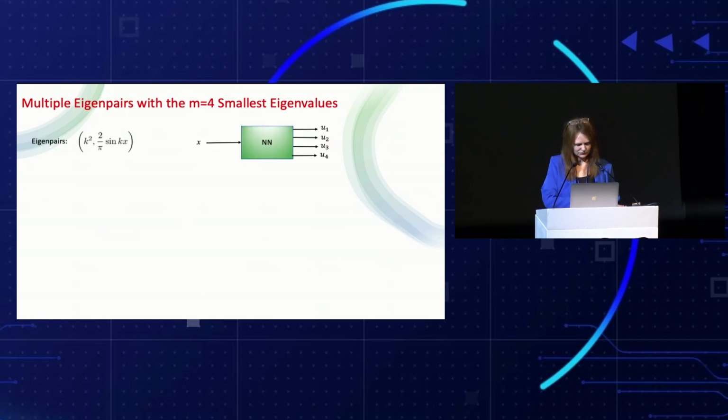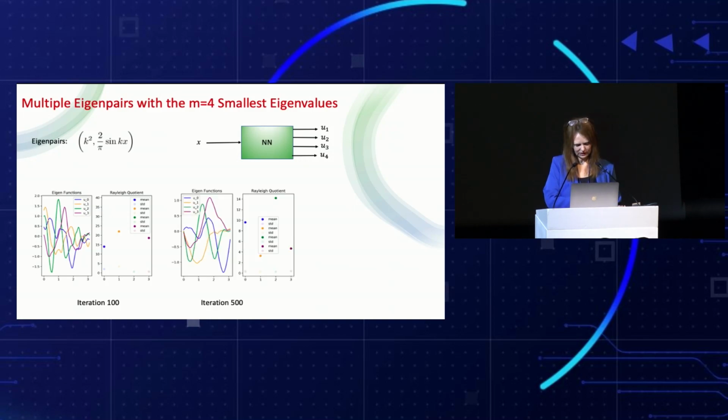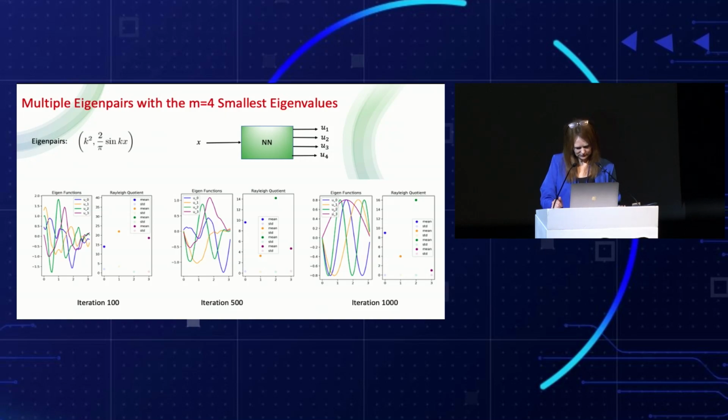And here we can see the results. The eigenpairs are k squared and sin kx. And here we can see the result. This is 100 iterations, 500, and 1,000. And we can see that we found both the eigenfunctions and the eigenvalues.